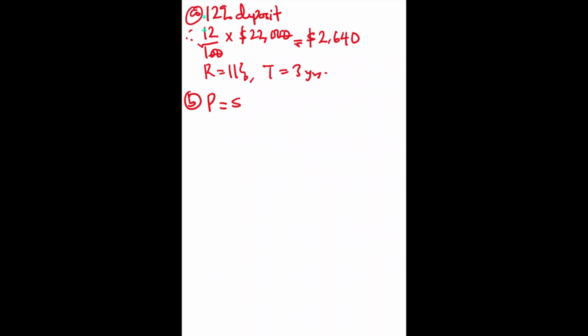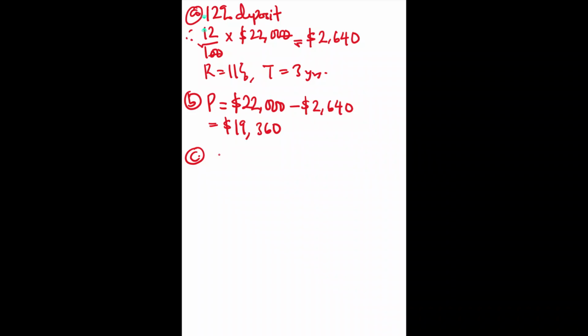Okay, so now B, we are asked to find the principal, and we know that the principal is the total amount minus deposit, and the total amount is $22,000. $22,000 minus what we get, $2,640. So when we subtract that from each other, we get $19,360.